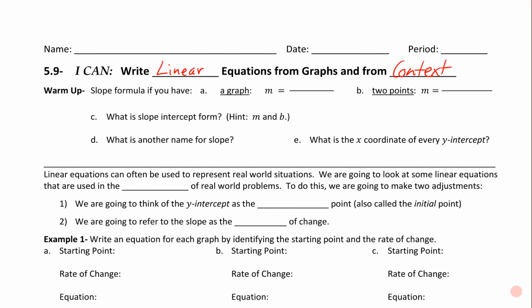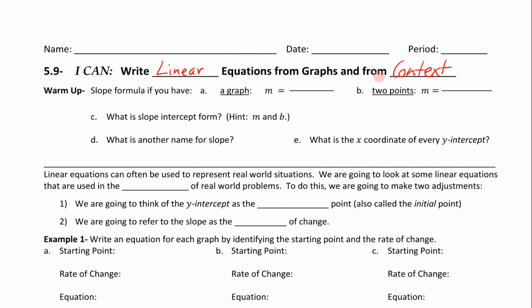Now that we're really well acquainted with linear equations, slope-intercept form, finding slope-intercept form from a point and a slope or just 2 points, now that we've got that figured out, we're now ready to write linear equations from graphs and from context. Now, when we say context, what we mean is inside of a situation, inside of a story problem. So they're going to give us a bunch of information and we need to interpret that and figure out what linear equation would represent that situation.